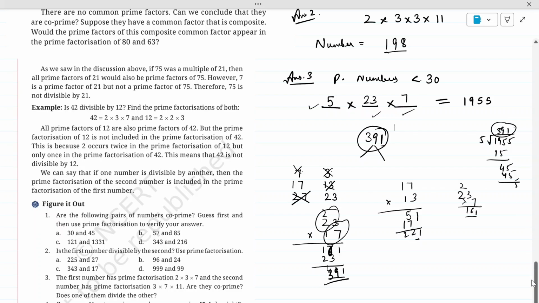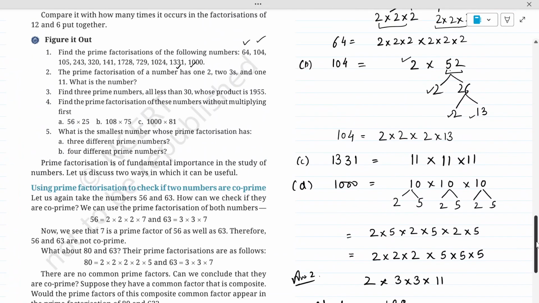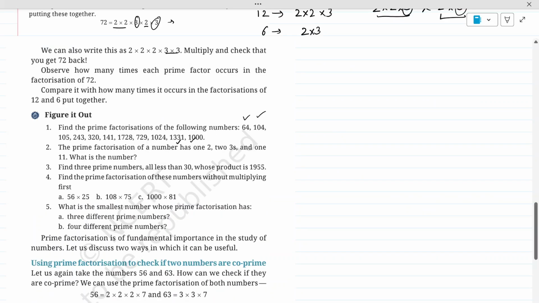Now, next we have here is to find the prime factorization of these numbers without multiplying first. That means we don't have to find their product. We don't have to multiply and get their answer. So let's do this. Answer number 4 I'm writing here, and again I'm going to pick just one part of it. This is very easy, and now we know how we have to do it.